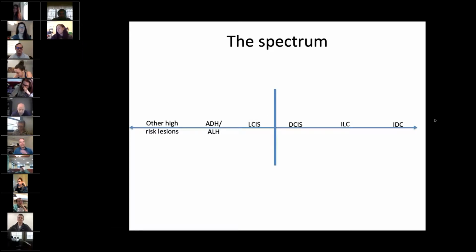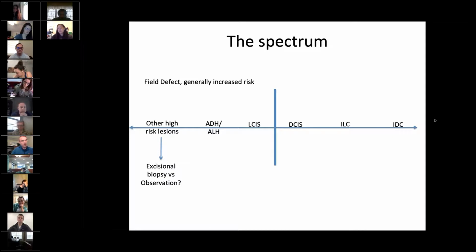So this is the line in the sand. Everybody get this spectrum in their head and get this line in the middle. To the left of this, these are field defects, generally increased risk, not premalignant lesions. So again, we'll just cover quickly what we do. High-risk lesions that are not ADH or LCIS, excisional biopsy, maybe observation. The ADH and LCIS, excisional biopsy plus risk reduction therapy. Risk reduction therapy, get that in your head.